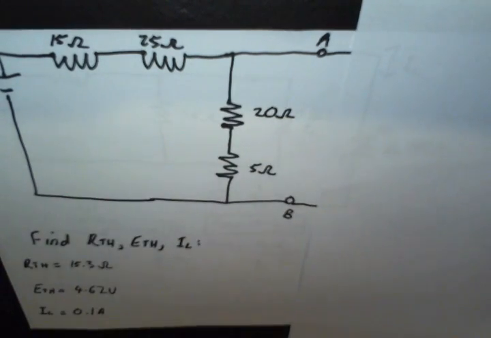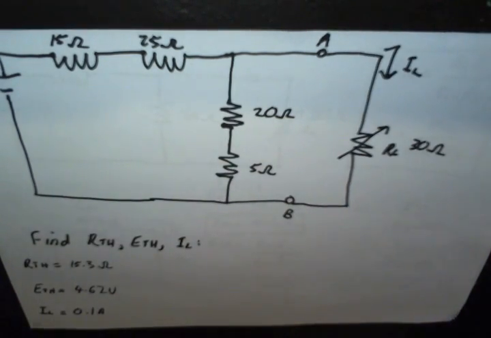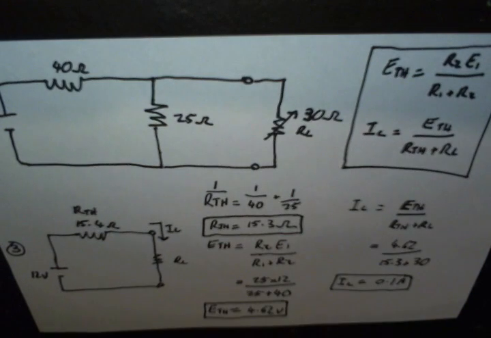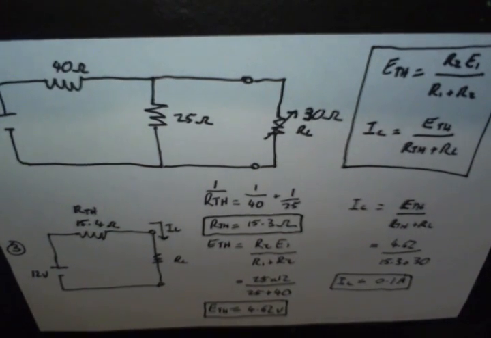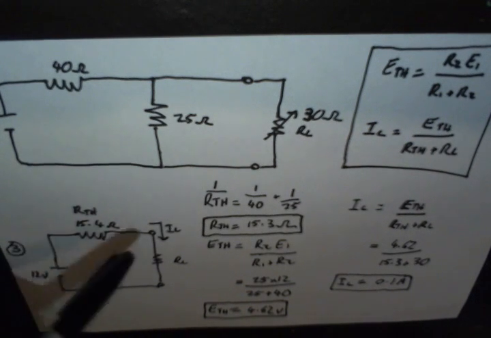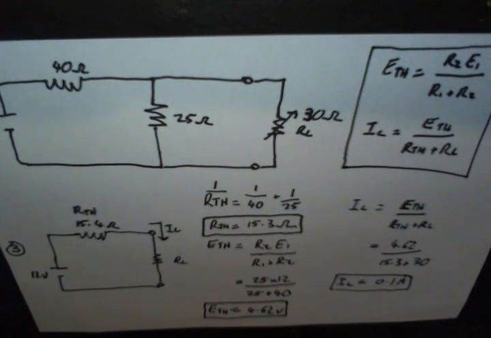Identify and mark both terminals. To calculate R Thevenin, simply sum all resistances around the circuit. This is done by using the summation of resistance formulas I'm sure you're all familiar with. As you can see by my calculations, the R Thevenin of this circuit is 15.3 ohms.